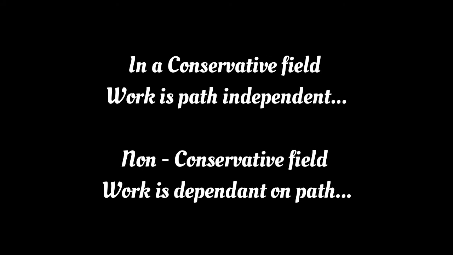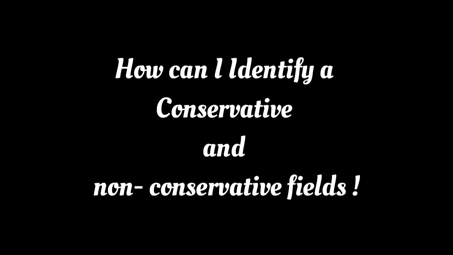By these examples, you must understand that work depends on path at times and doesn't depend on path at times. It's simple. If it is a conservative field, it is path independent, and if it is a non-conservative field, it's path dependent. So, how can we identify conservative and non-conservative fields? It's also that simple. If the work done in a closed loop is 0, then we consider it to be a conservative field. And if the work done is not 0, then it's a non-conservative field.